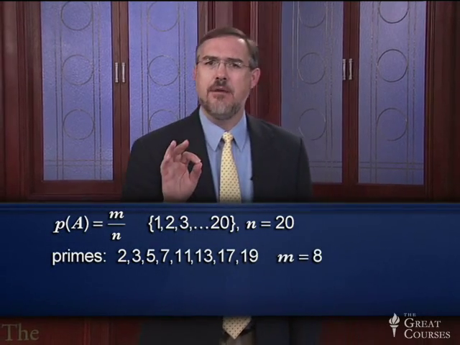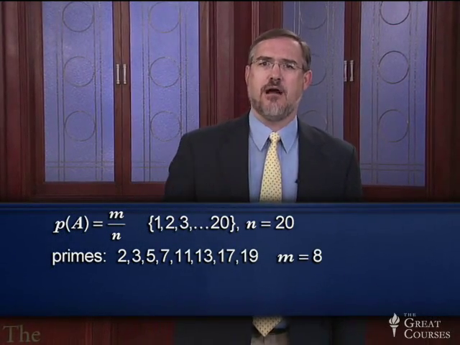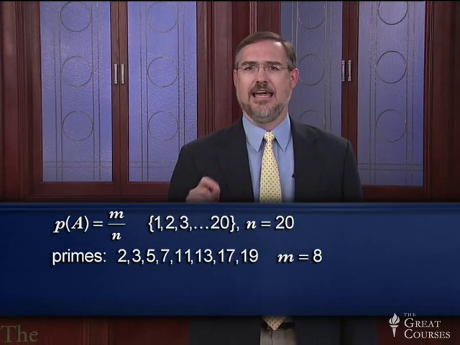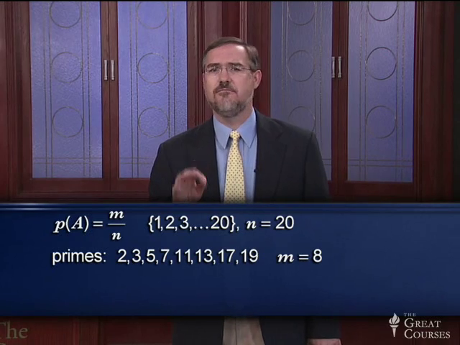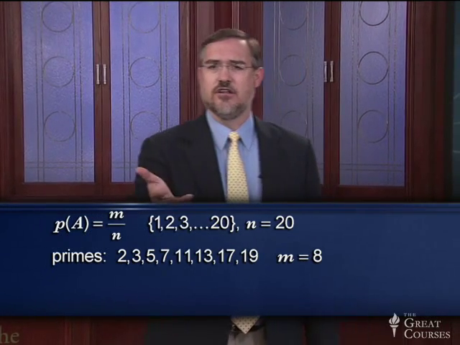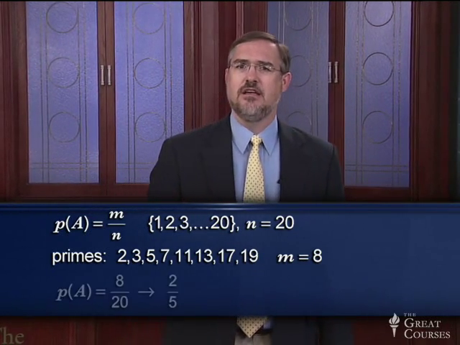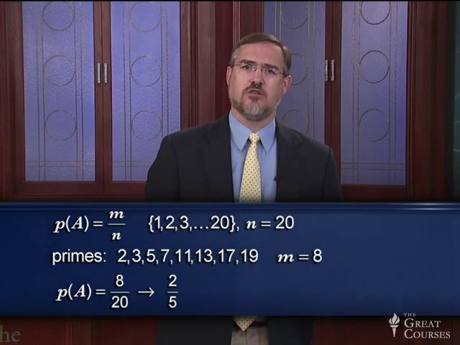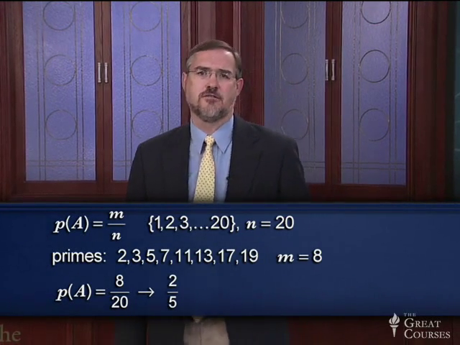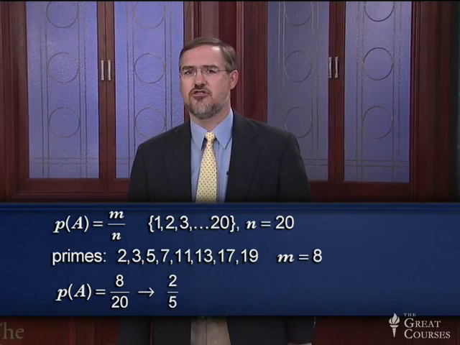And so m, or the numerator in my probability, is going to be 8. And therefore, the probability of selecting a random prime number out of the set of numbers from 1 to 20 is equal to 8 divided by 20, which I can reduce down to 2/5 after I simplify that fraction.